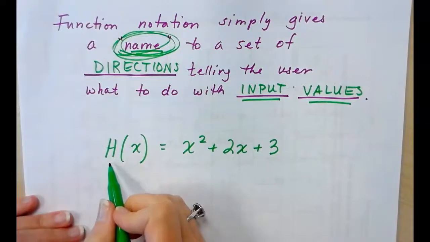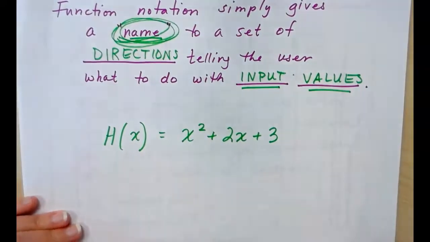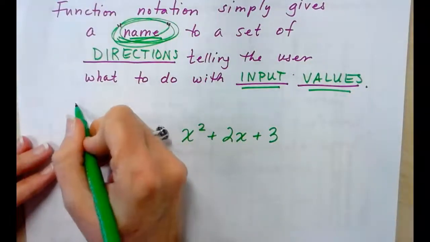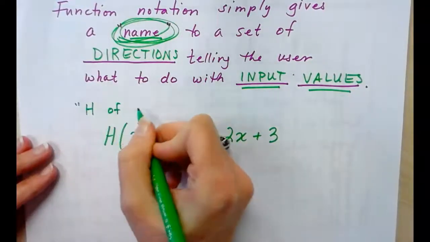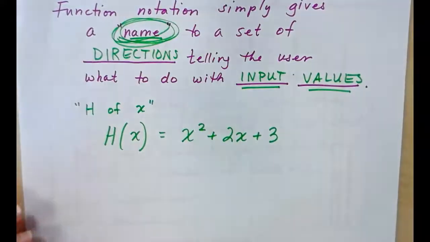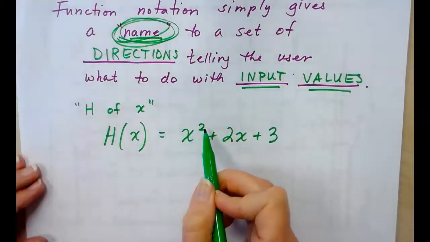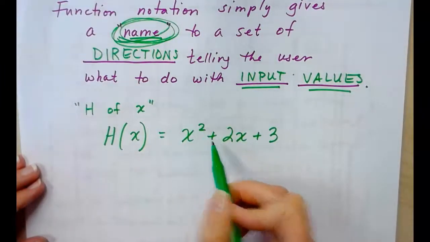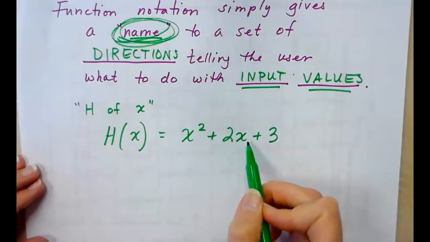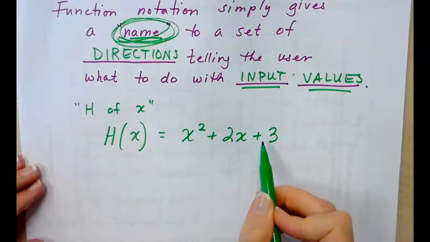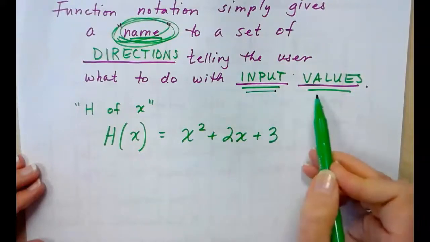So here's a new function. This is the H function. Once again, let me remind you, this does not mean H times X. This is read H of X. That's it. So what does the H function tell us to do? It tells us to square the input, add that to double the input, and then add 3. Remember, these are the directions telling us what to do with an input value.